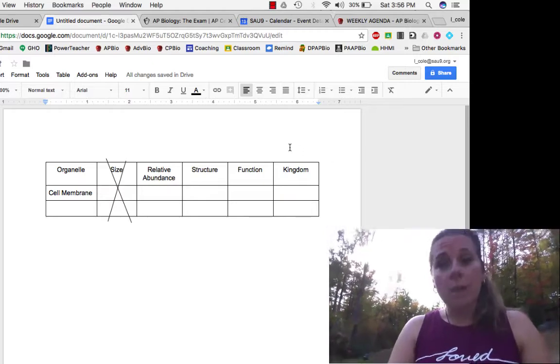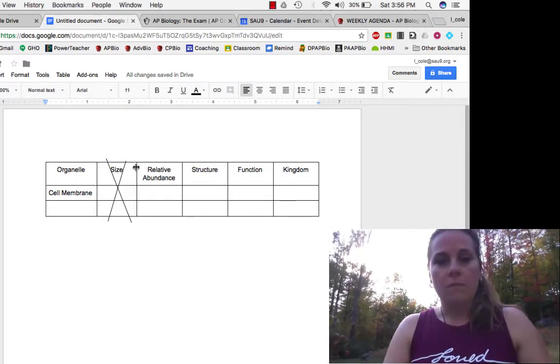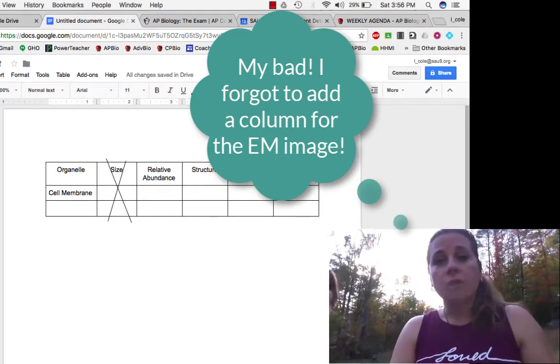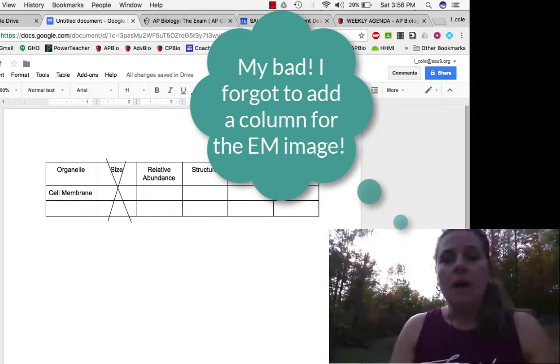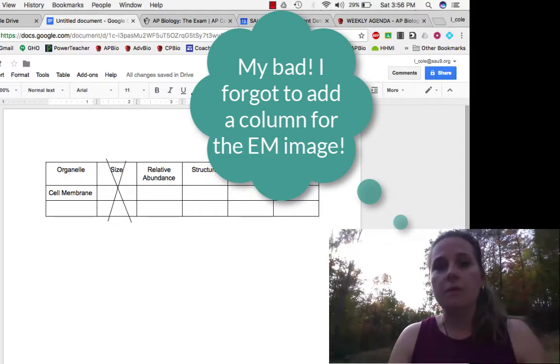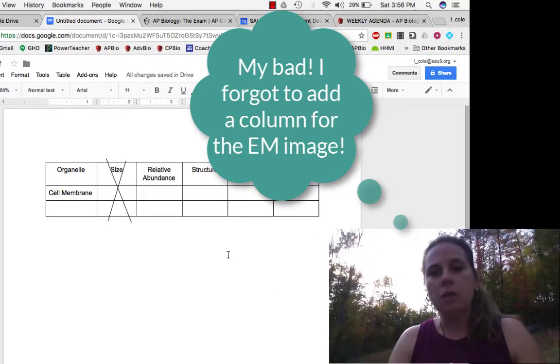Oh man, I forgot a part. Hold that phone. There's one more part that's on the sheet. You're also going to see that you need to have an electron micrograph image. I'm sorry about that. I left that off my little example chart here.